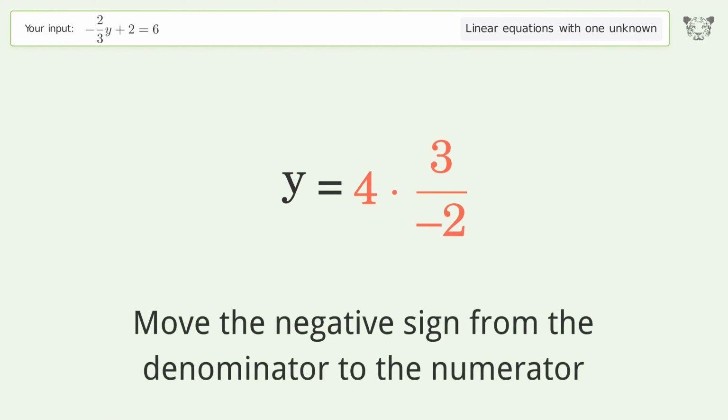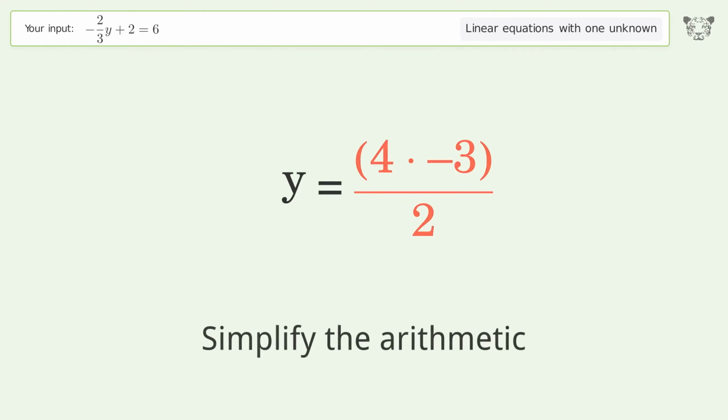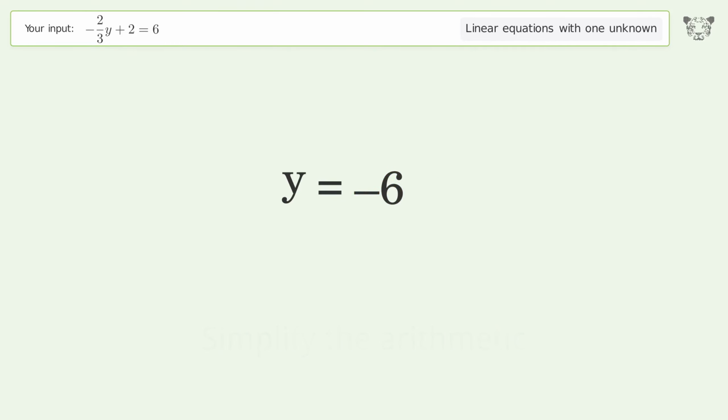Move the negative sign from the denominator to the numerator. Multiply the fractions. Simplify the arithmetic. And so the final result is y equals -6.